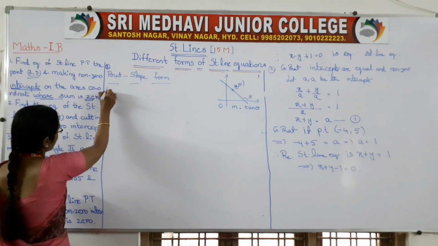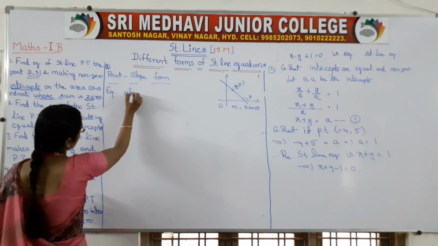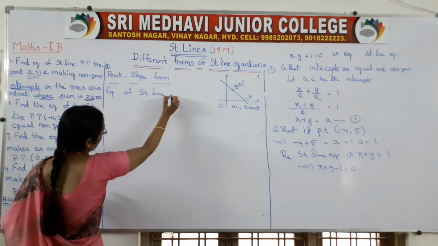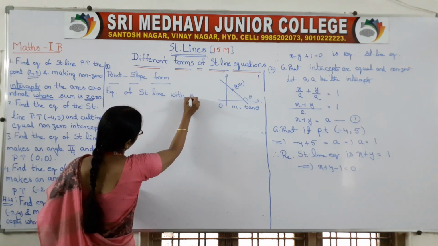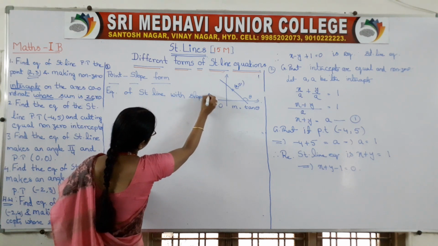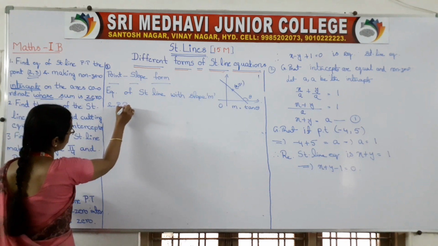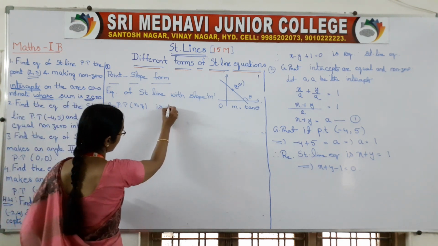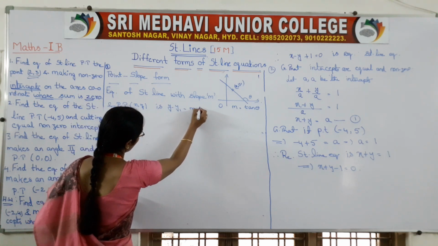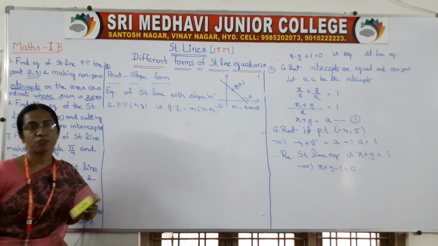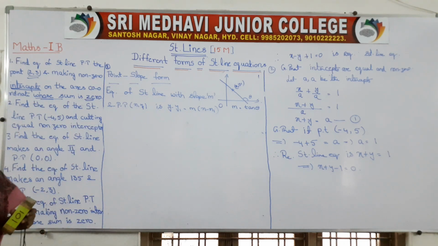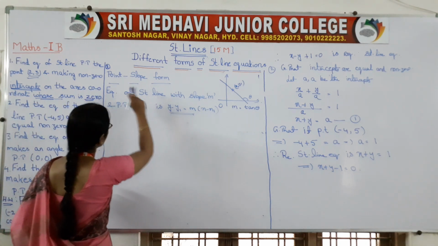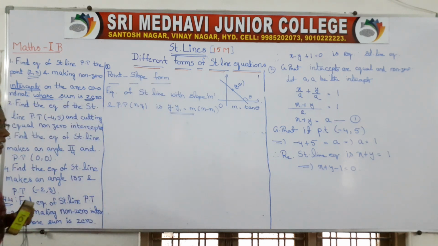So the equation of a straight line with slope m and passing through x1, y1 is y minus y1 is equal to m into x minus x1. If any line's slope is known and it is passing through a point, then we have to take this formula and it is called the point slope form. Always, if you know the slope and you know the point, go for this formula.